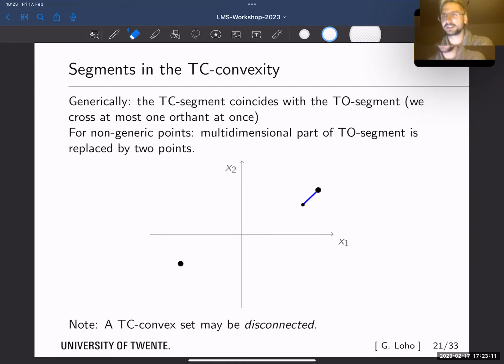So in particular, and this is actually quite undesirable in general, the TC convex set may be disconnected. So this was quite disappointing, but still this TC convexity has so many desirable properties that we still think that it's the right notion. Really, that the TO convexity and TC convexity both help to describe the phenomena in the, let's say, sign tropical world correctly.